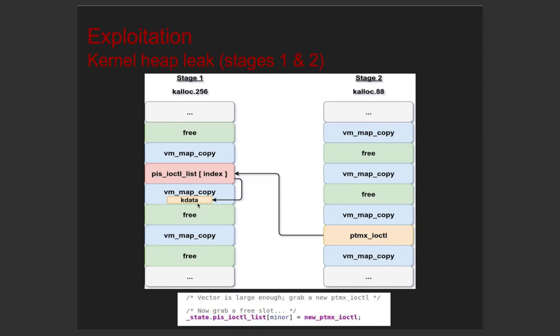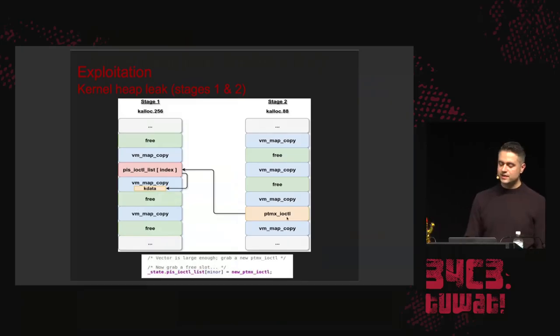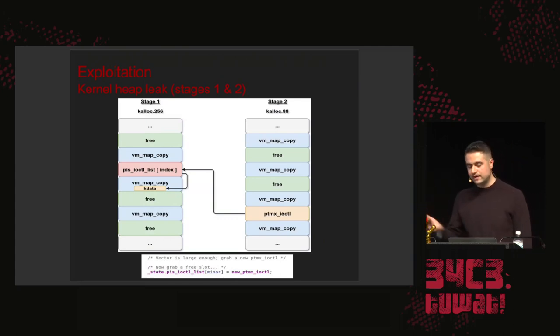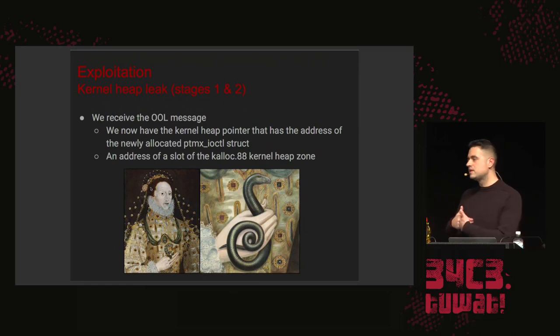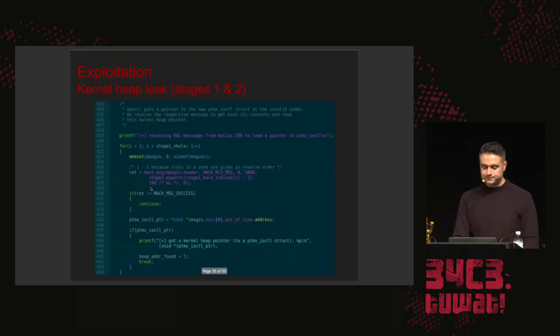So I have now the address of this PTMX IOCTL struct, which is an address on the calloc88 zone. I have it on the k data field of this VMAP copy struct here. So what I do, I can simply receive this message, and in its content, I can see the address of that slot on the calloc88 zone. So that's the code to do that. I simply receive all the messages, and that's my address.